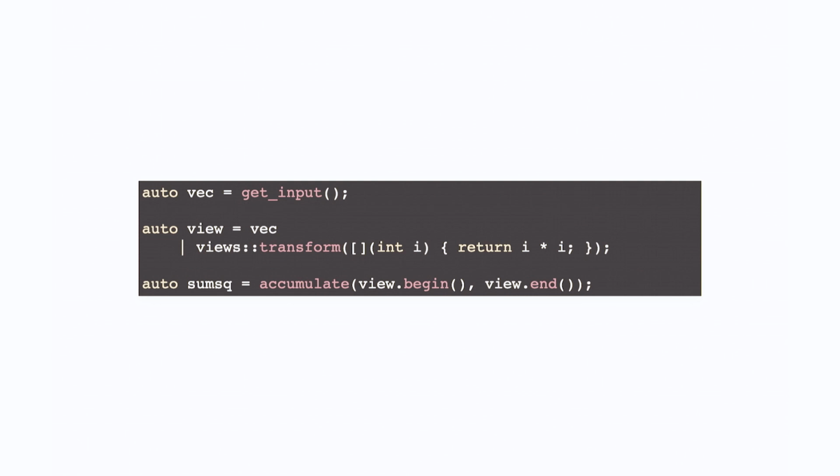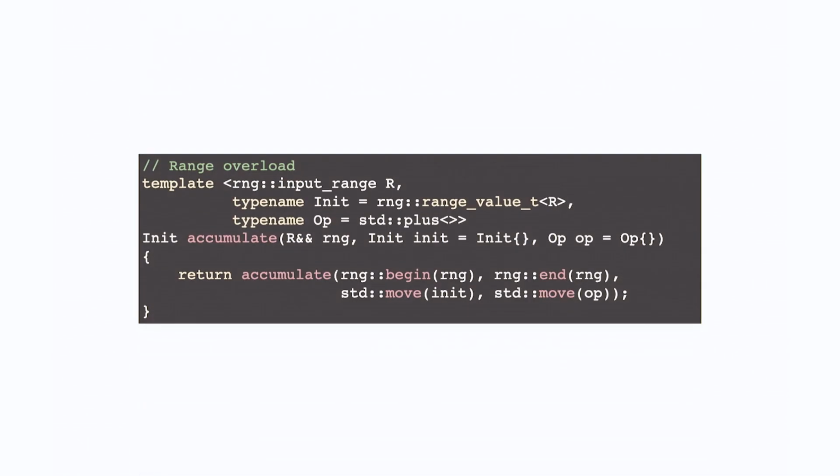Because what we want to do, really, is not call view.begin and view.end. We want to do what we saw with min-element before. We just want to pass the range as a whole. And the way we do that is by writing a new overload of accumulate, a separate overload that accepts an input range, but accepts a range as its argument. So it looks like this.